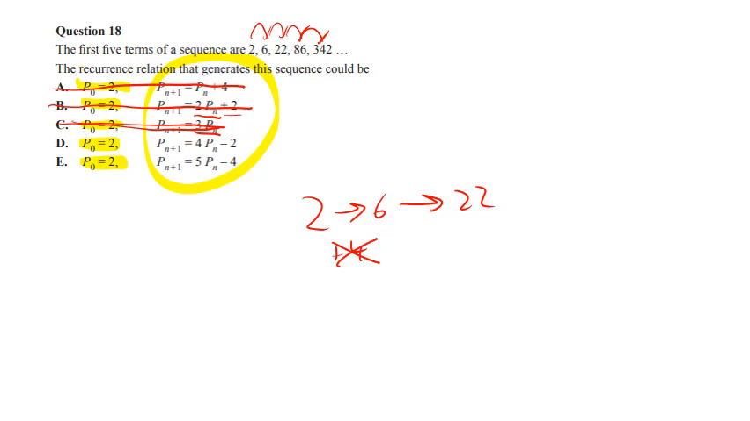Next one is 4 times that number. So 4 6s are 24. So it says 4 lots of 6 minus 2 is 22. So that one's working for that 22. So I'm going to put my little question mark. Let's see if the last one works. 5 times 6 is 30. 30 minus 4 is 26. It can't be E. It must be D.